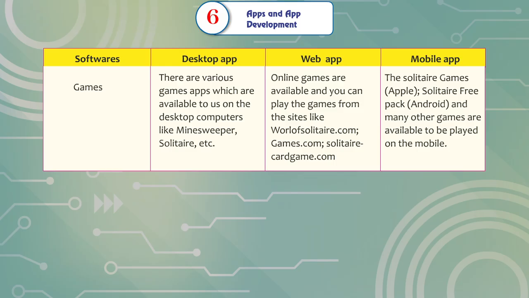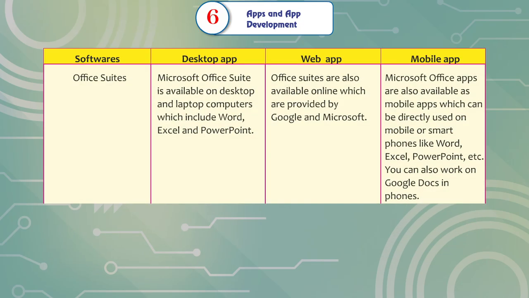Online games are available and you can play the games from sites like worldofsolitaire.com, games.com, solitairecardgame.com. The Solitaire games, Apple Solitaire Free Pack, Android, and many other games are available to be played on mobile. Office suites: Microsoft Office Suite is available on desktop and laptop computers, which include Word, Excel, and PowerPoint.